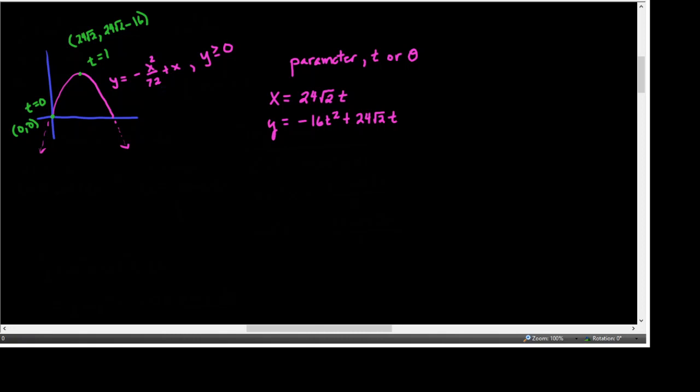And we can also describe this as the direction of movement along our curve, whatever this object is following that path. And so having parametric equations adds something to the model y equals opposite of x squared over 72 plus x, because not only do we know where we are at any particular time, we also know the path of movement. So that's a pretty nice use of parametric equations.